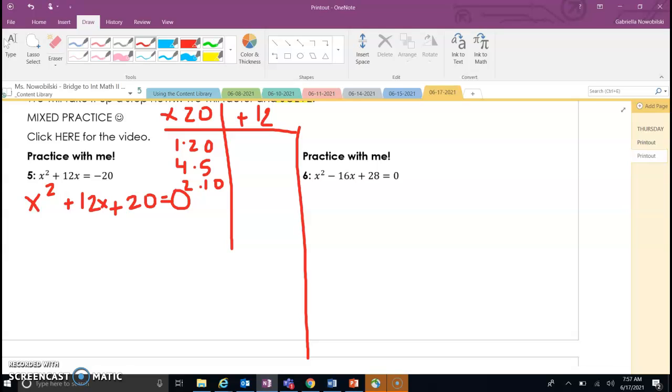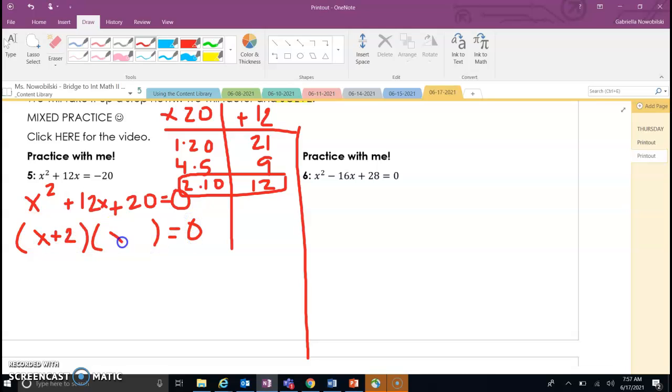Okay, if I add 1 and 20, that gets you to 21, not 12, so it's not that one. Again, if I add 4 and 5, that gets you to 9, not 12, so it's not that one. And if I add 2 and 10, it gets you to 12, so those are exactly the 2 factors I want. Again, I want a 2, and I want a 10, because those will multiply to 20 and add to 12 for me. Okay, so again, those are the factors. So if I asked you to factor that polynomial, that's what you would end up with.